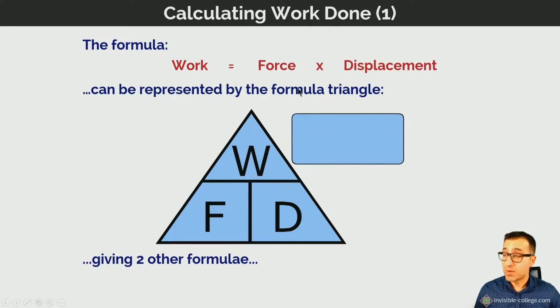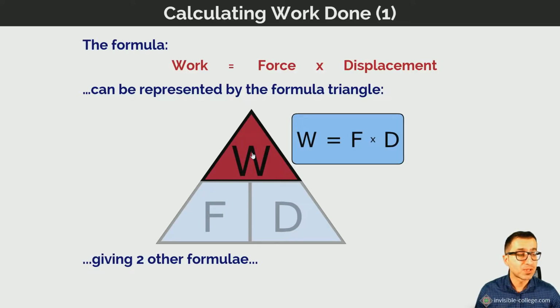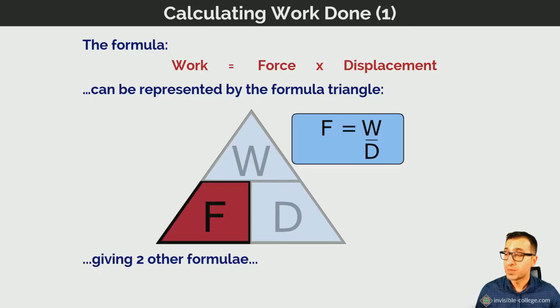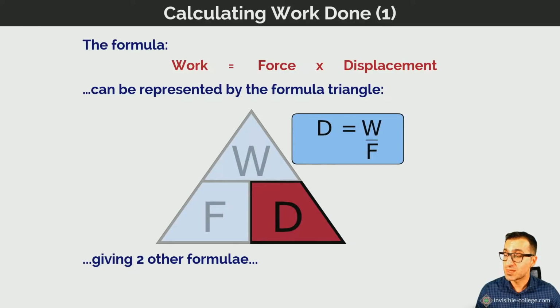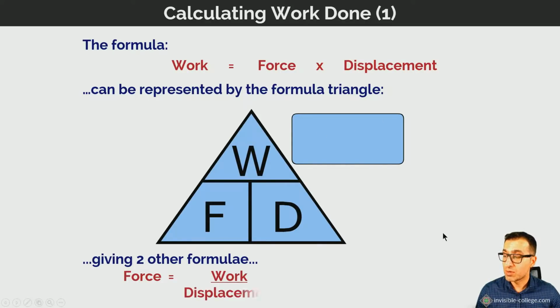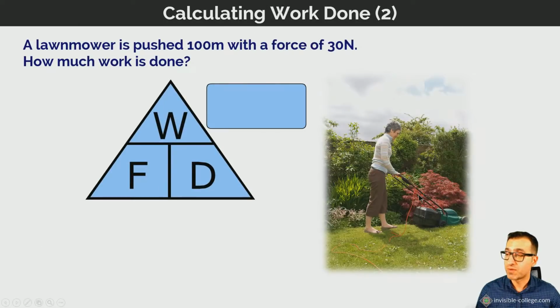So if you have trouble rearranging it, you can use one of these diagrams here. You can use this formula triangle. So if work done is equal to the force multiplied by the displacement, then to rearrange this equation for the force, we would divide both sides by the displacement to get this. If we wanted to rearrange the equation for the displacement, we would divide both sides of the equation by force to get this. So you can take this equation and rearrange it to give a couple of different variations on that formula. So let's look at some very basic examples here.